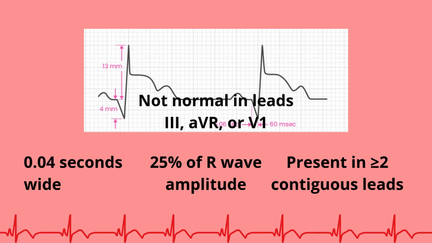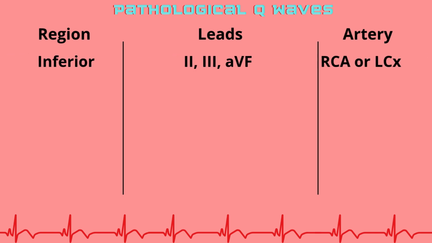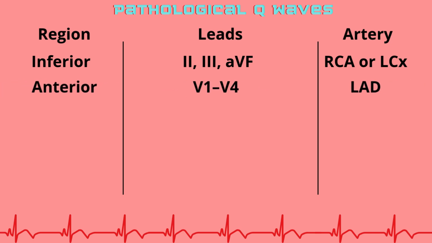Context is the key. If we would localize the region of the infarction by lead groups, we will have inferior in leads 2, 3, and AVF, and the artery is typically the RCA or LCX. Anterior is shown in leads V1 to V4, and the artery is the LAD. Lateral is in lead 1, AVL, and V5 and V6, and the artery is the LCX.